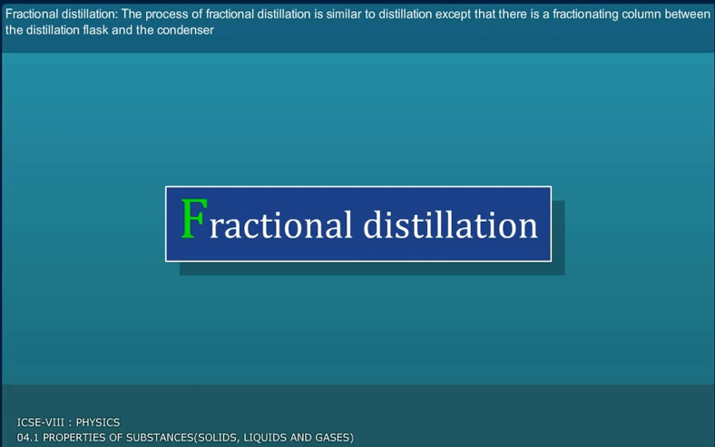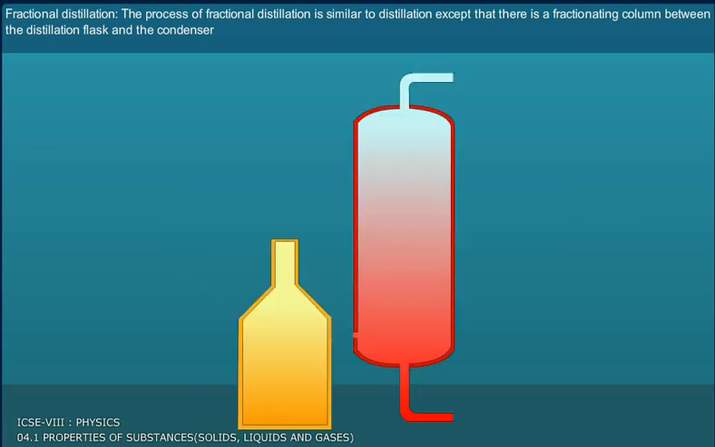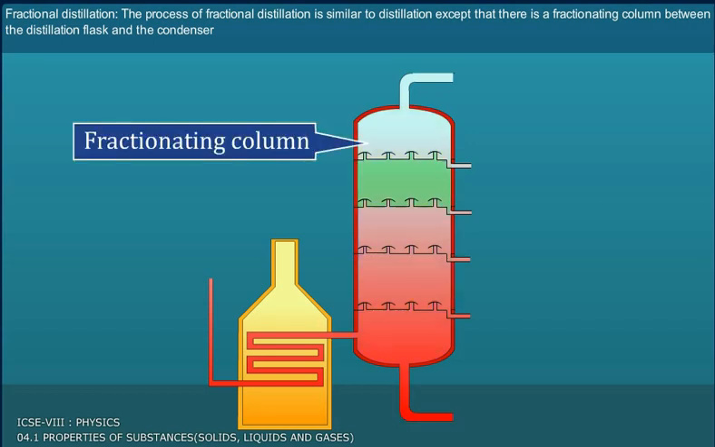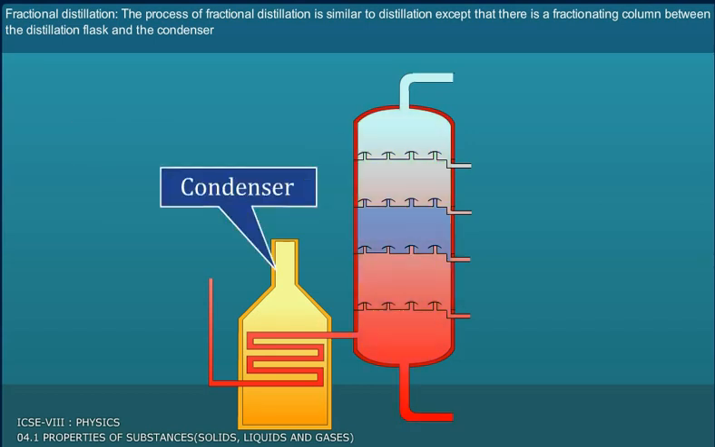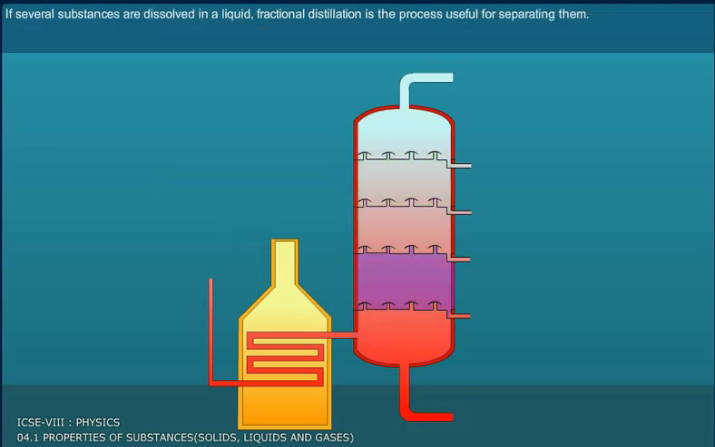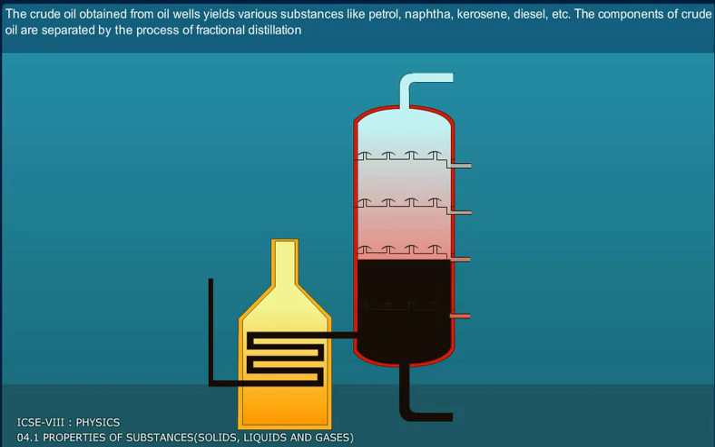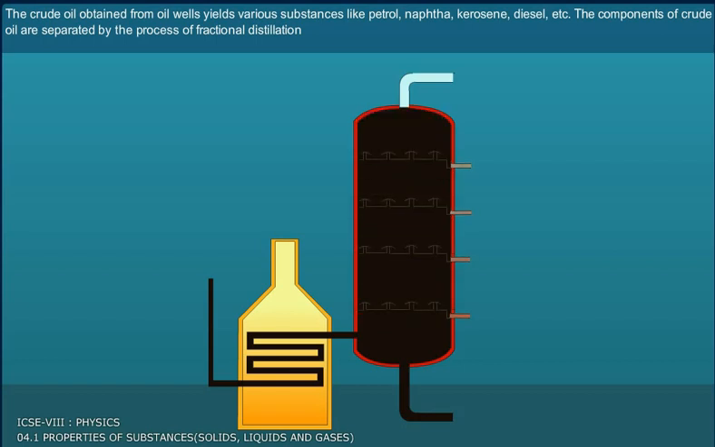Fractional distillation. The process of fractional distillation is similar to distillation except that there is a fractionating column between the distillation flask and the condenser. If several substances are dissolved in a liquid, fractional distillation is the process useful for separating them. The crude oil obtained from oil wells yields various substances like petrol, naphtha, kerosene, diesel, etc. The components of crude oil are separated by the process of fractional distillation.